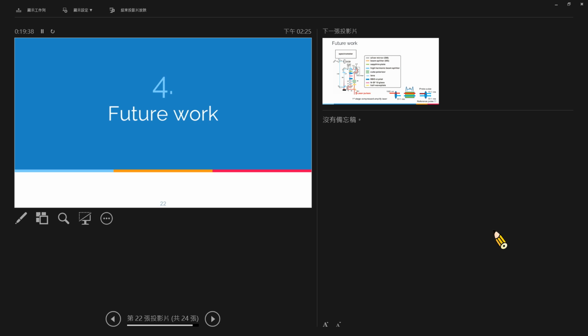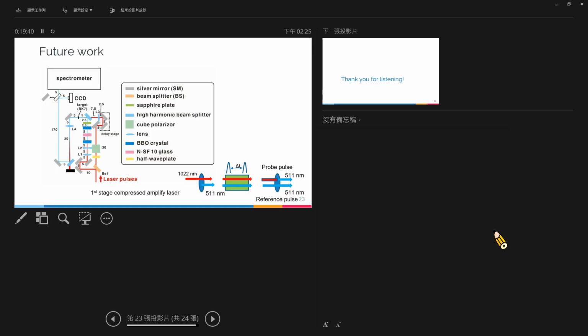And then it's my future work. My future work is still being designed, not constructed. I have finished the first stage amplifier of my laser, and I will have a laser pulse coming out from my first stage amplifier. Then here is my design. I will need three pulses: a pump pulse, a probe pulse, and a reference pulse.